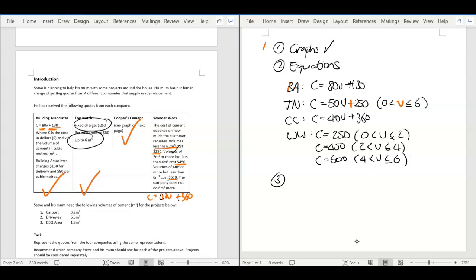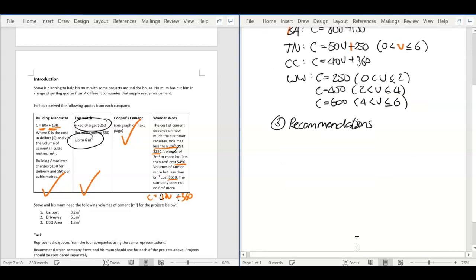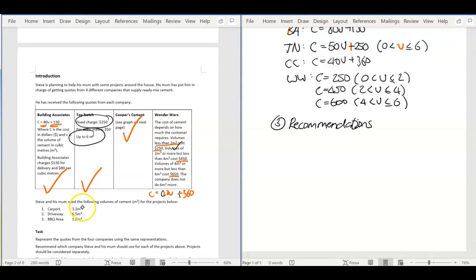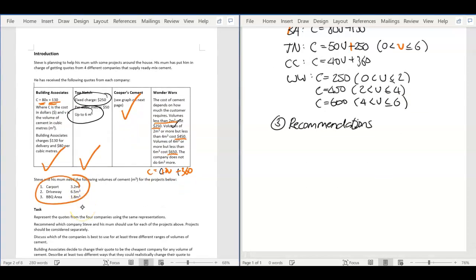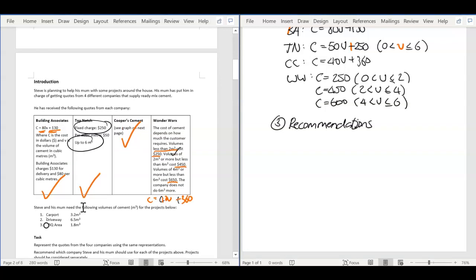Okay, so we've done the equations. The third step that I've always talked to us about is the recommendations. And I'll just scroll up, I'll get rid of those equations for now. And those recommendations, if we go back to the other page, they relate to these projects, the carport, the driveway, and the barbecue area. You'll always see them listed in your internal. And we need to see which one is cheaper. So what I'm going to do is we're going to start off with the carport.